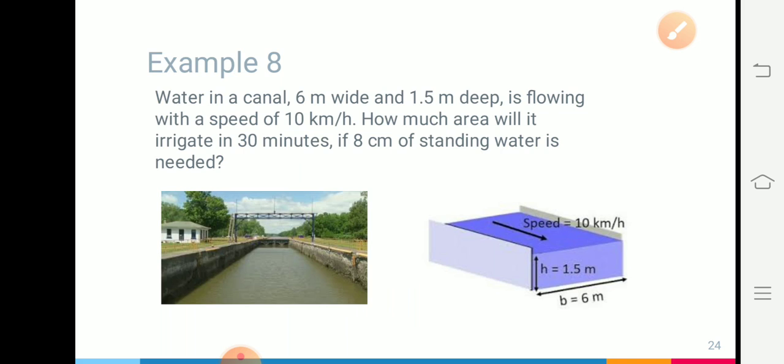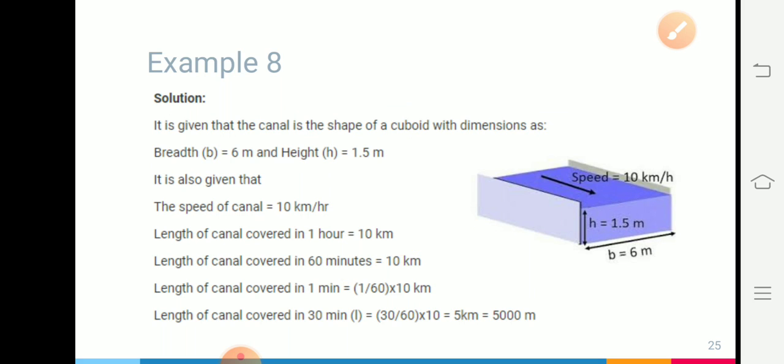So first you understand, this is the figure of the canal. Now in 30 minutes it is going to irrigate a particular area wherein 8 centimeter will be the height, basically standing water, right? So let us understand how to solve this. Now first and foremost, the canal is in the shape of a cuboid. Since it is in the shape of a cuboid and you have a height and base mentioned over here, the speed of the canal, which is given 10 kilometer per hour.